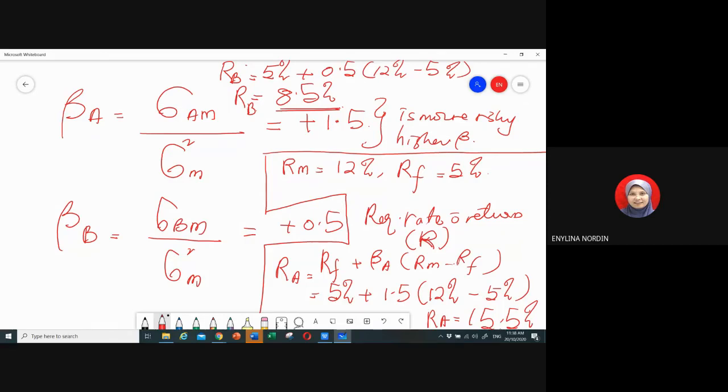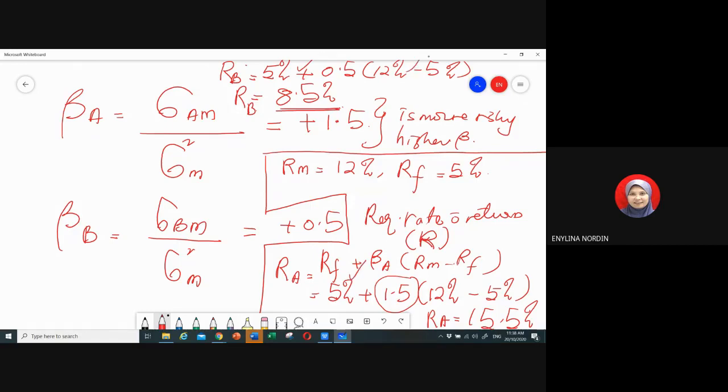Why returns on stock A is higher than returns on stock B? Because what? High risk. Betul tak? High beta. Okay, higher risk, higher beta. Okay, understand? So you can see that, okay, 5 here, same as here, 5.